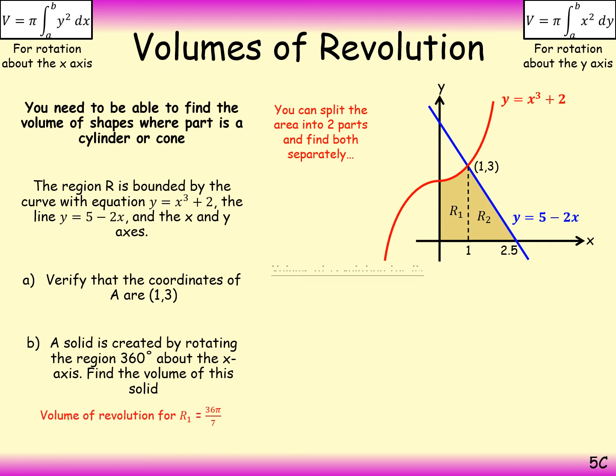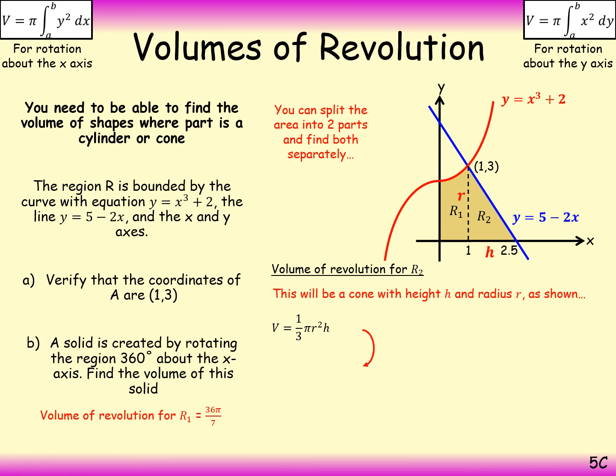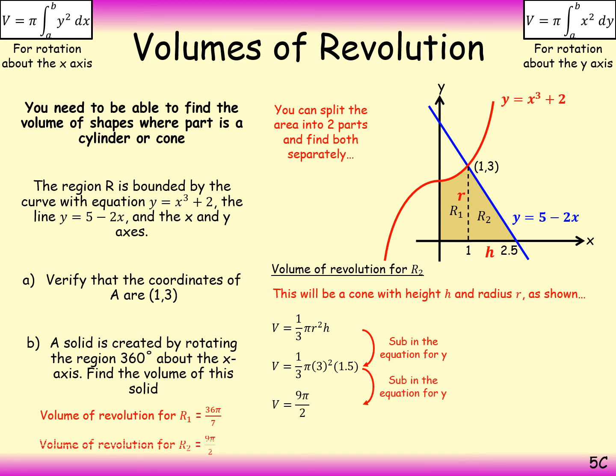Now we do the same thing for R2. This time the volume is coming from this triangle. You could just use the formula for the volume of a cone, which is a third pi r squared h, or you could use integration. Both methods will give you exactly the same result. So now we've got the volume of both of them. We simply add them, and the answer will be 135 pi over 14.